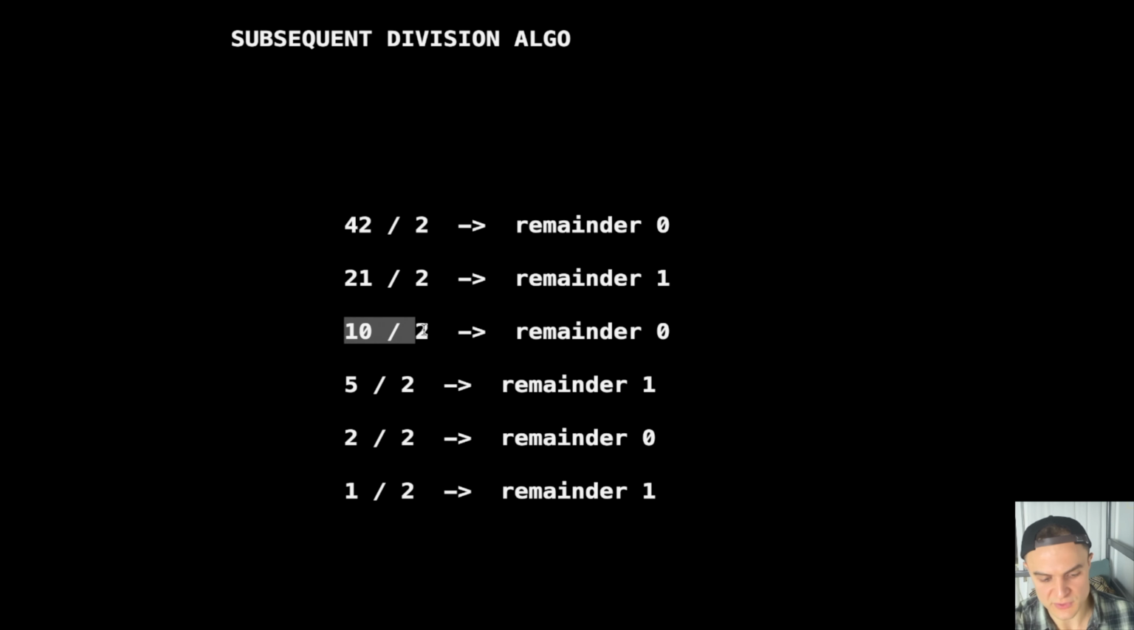I do the same operation here, 10 divided by 2 with the remainder here. I get 5, 5 divided by 2, remainder 1, and so forth, until I get 1 divided by 2 is equal to 0 with the remainder of 1. So here, my algorithm is going to finish. Do you see something familiar here? Well, just read the remainders from bottom to top. Look here, I have 1, 0, 1, 0, 1, 0.